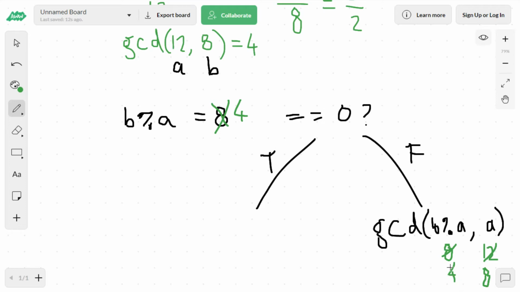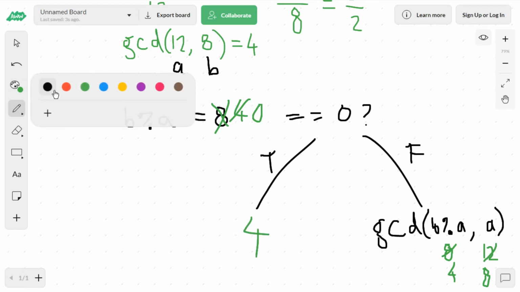So we've got GCD of 4 and 8. So then from there, we'll do B mod A, so 8 mod 4. Well, 8 mod 4 is 0. 4 goes into 8 2 times with a remainder of 0. Is it 0? Yeah, it is. So what do we want to return in that case? Well, actually, the 4, okay? What was the 4, though? Well, it was A, right? It was just our A value here. So that's basically the case.